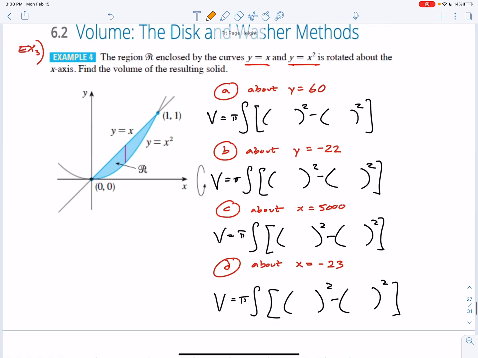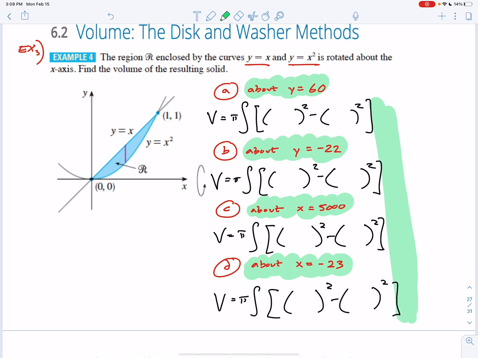Okay, I want you guys to quickly try this one here. New problem, last one for the day. Here's your picture, and draw it 4 different times if you need to, but here are 4 scenarios. You want to rotate this about y equals 60, y equals negative 22, x equals 5,000, and x equals negative 23. And notice how I set up the integral for you, but I did not tell you if it's dx or dy here. So make sure that you include that as well.